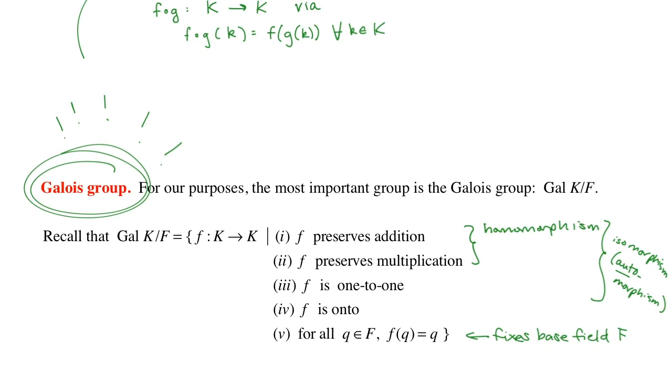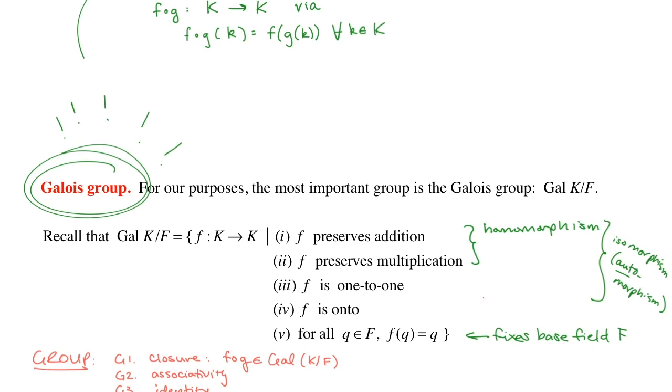Now, in this set builder notation down here describing the Galois group of K over F, we've got that f preserves addition and multiplication. That's what it means to be a homomorphism. It's one-to-one and onto, so it's an isomorphism, and in fact an automorphism. And the last thing says that it fixes the base field F. So to show it's a group, we're going to check all 4 of the group axioms. They've run off the slide here because I'm bad at editing these right now.